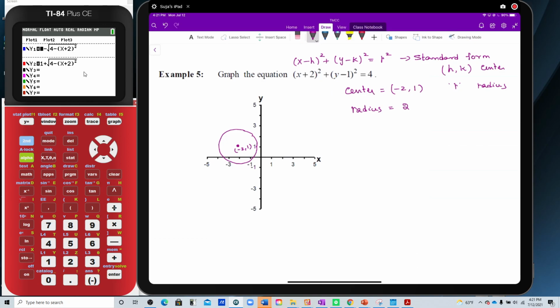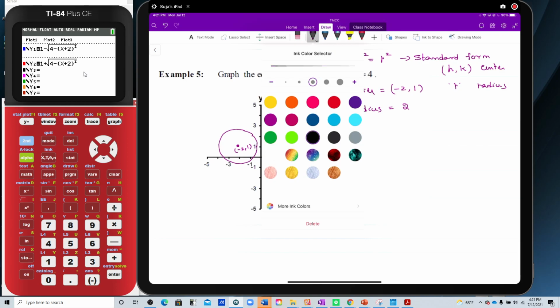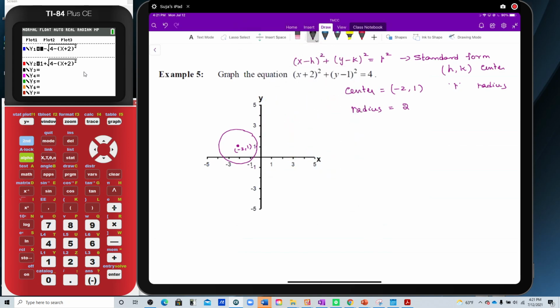I already inputted this in my calculator. You will have to rewrite this equation. The equation given to you is (x plus 2) the whole squared plus (y minus 1) the whole squared equals 4. I'm not doing any algebraic simplification by foiling. I can, but I don't have to. But I have to write it as y equals.